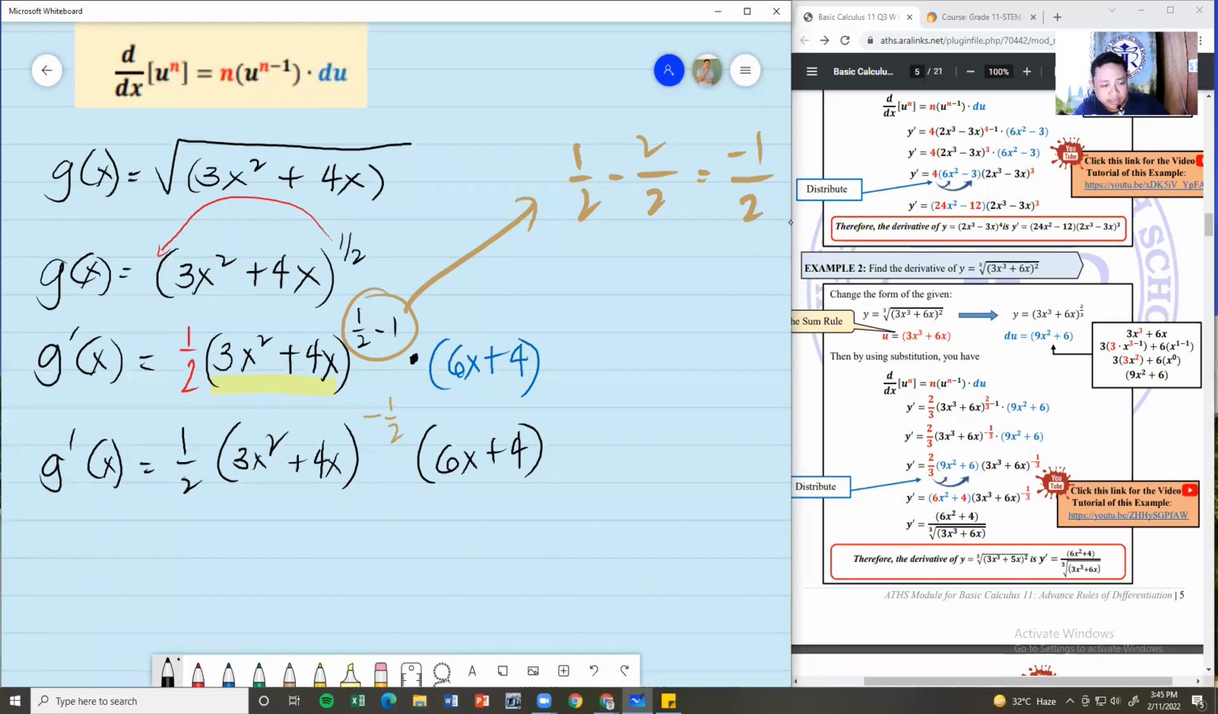Now, how will we do this? Let's simplify this further. This can be rewritten as g prime of x. Just like what I told you, you have here a negative exponent. Last week, we did this. If it's a negative exponent, to make it positive, you put it in the denominator. Okay, no problem. Noted.